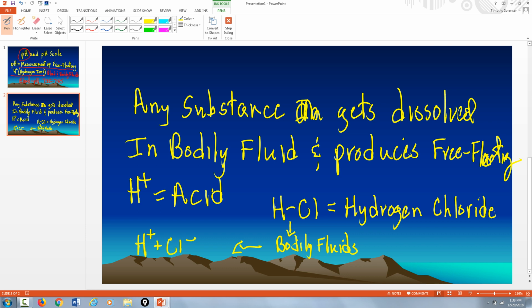And what did I just tell you? Any substance that gets dissolved in bodily fluids and produces free-floating hydrogen ions is an acid. So hydrogen chloride in the body is actually hydrochloric acid. Again, and this is the simplest definition I can come up with, any substance that gets dissolved in bodily fluids and produces free-floating hydrogen ions is an acid.